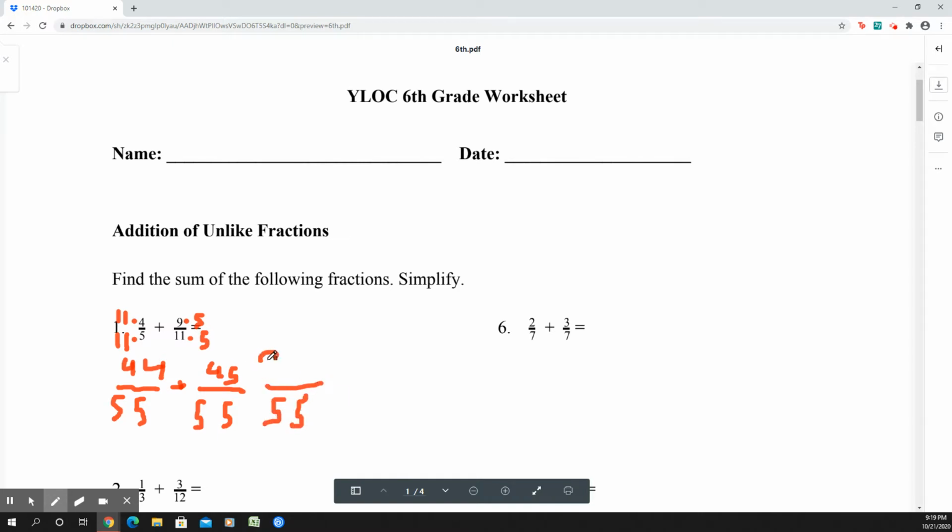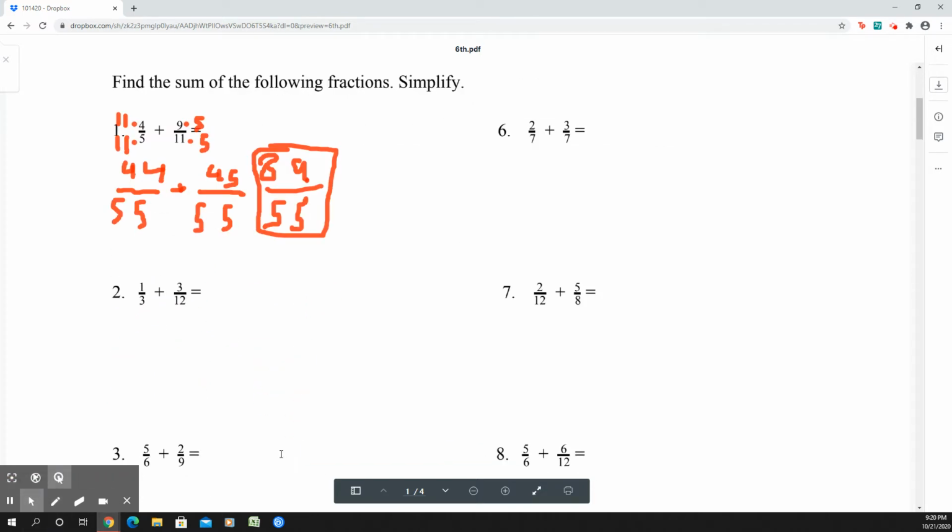So it would be 9. And then if you can simplify this, you simplify this. This time you can't. But this is what it is. Okay. We'll do one more and then go on.